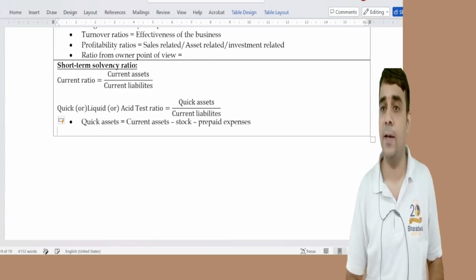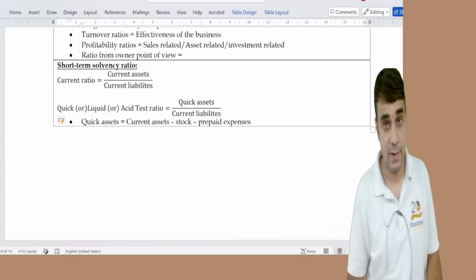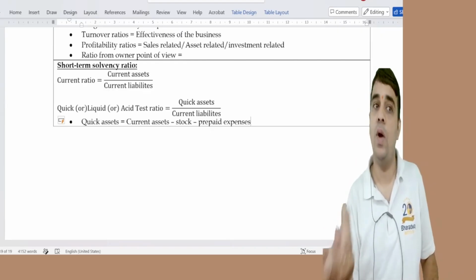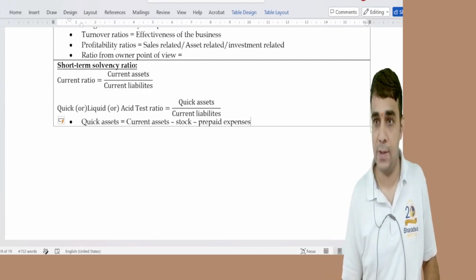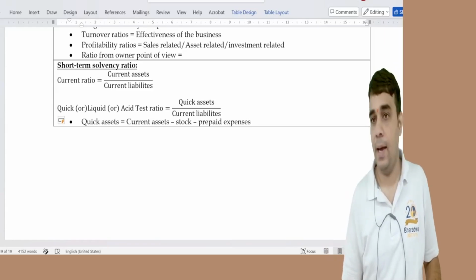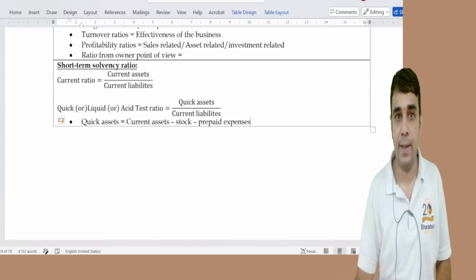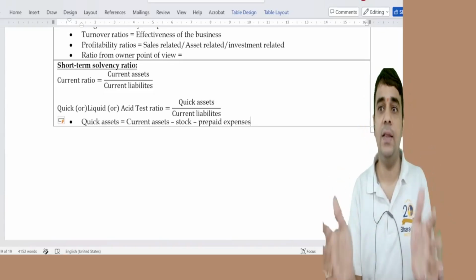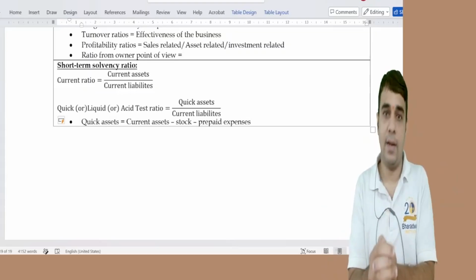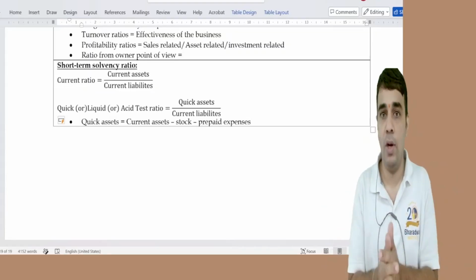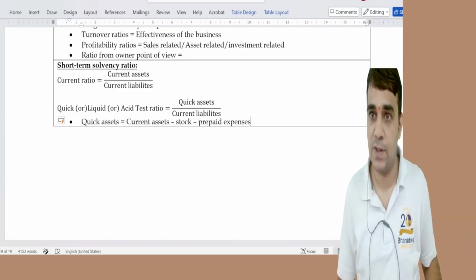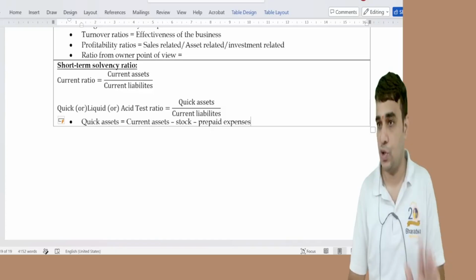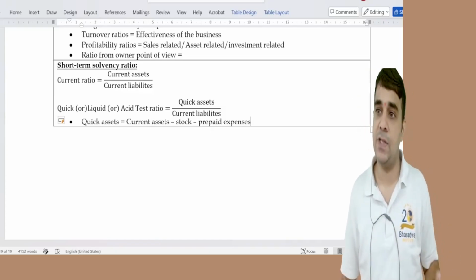There's a reason for deducting both, but there are some businesses where stock can even be a quick asset. Example, gold business. If I'm running a gold business and I'm in trouble, I can liquidate the gold the same minute. Gold is very much liquid. If I'm not able to sell that jewel, I will crush the jewel, take the pure gold out of it and sell the pure gold. But as a formula, stock is to be subtracted, prepaid expenses is to be subtracted.